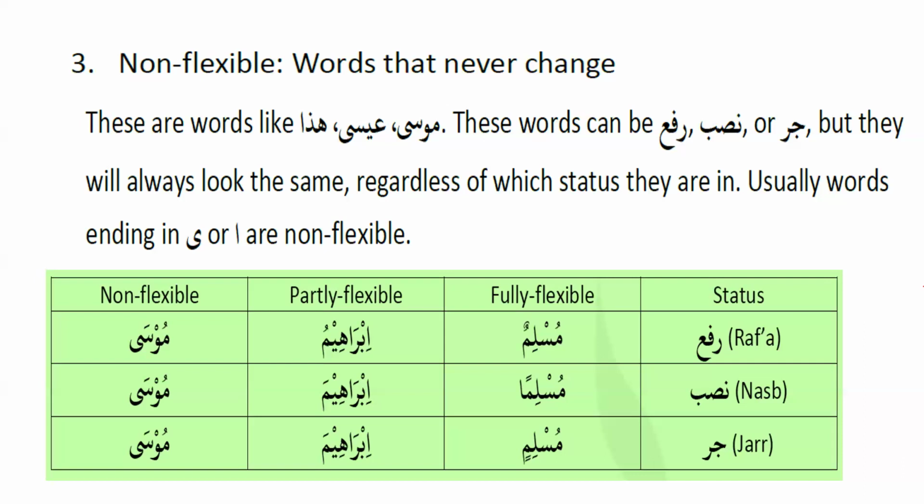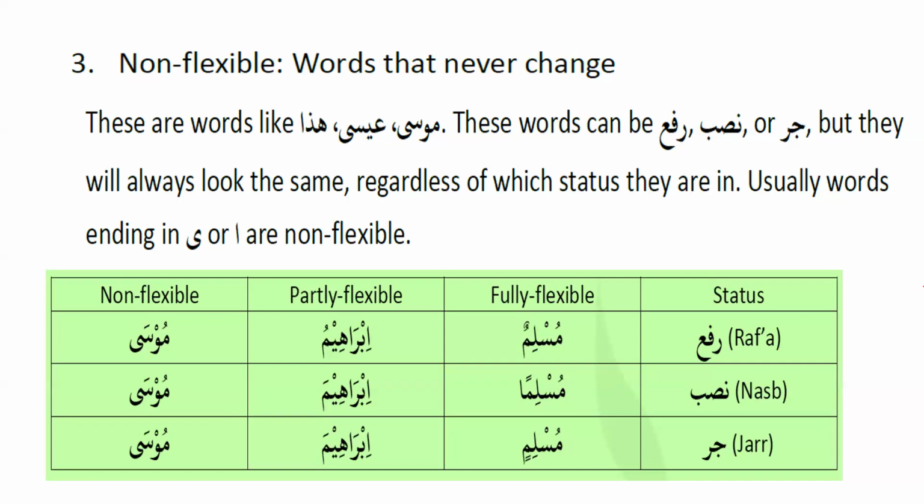So what does flexibility mean then? Partly flexible words have a U sound for Rafa. Nasab and Jar both take an A sound. Why? Because partly flexible cannot take an E sound. And a partly flexible word is always, always, always light. They cannot have double fatha, double kasra, or double dhamma. So you can never say Ibrahimun, Daudun. No, it's not possible. Okay, they are partly flexible. So partly flexible cannot have double sound and cannot have kasra.